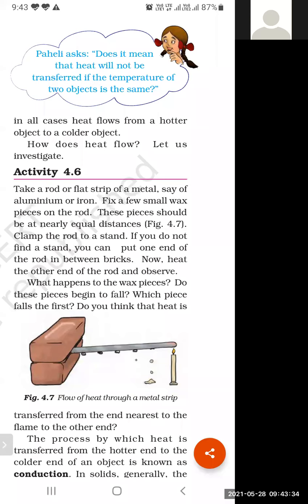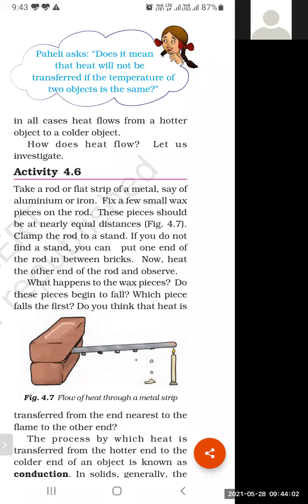Clamp the rod to a stand. You can take two bricks and put that rod in between these two bricks. If you do not find a stand, you can put one end of the rod in between bricks. Now heat the other end of the rod and observe what happens to the wax pieces.